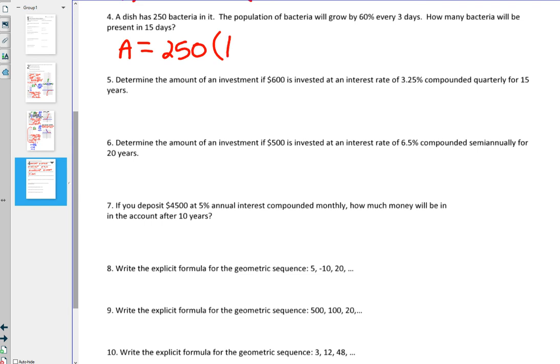Yeah. So we're treating this the same way that we would any other growth. 1.6 is the same as 1.60. But now when we take it to the power, we're not going to put 15, because that would mean it had undergone that cycle 15 times, but it hasn't, because it's only growing 60% every 3 days. So how many sets of 3 days are there in 15 days? 5. 15 divided by 3.